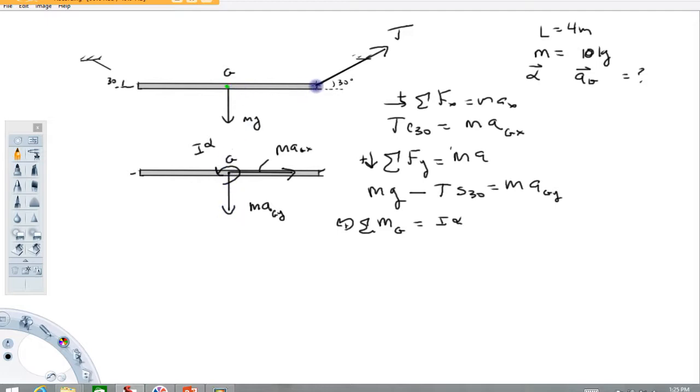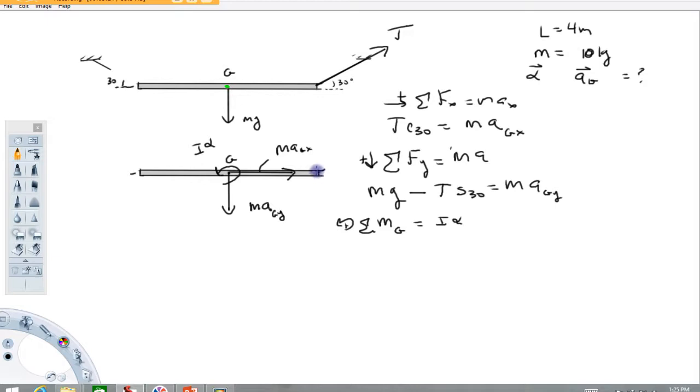If we had summed moments about this point, that would be another logical alternative. The net moment would be mg times L over 2. And then in this diagram, the sum of the kinetic moments would look like this: we'd have an I alpha, plus an MA sub GY times L over 2, both positive. This term would not provide a kinetic moment because there's no moment arm. This term goes right through this point.